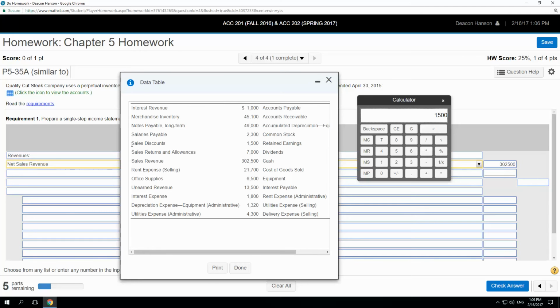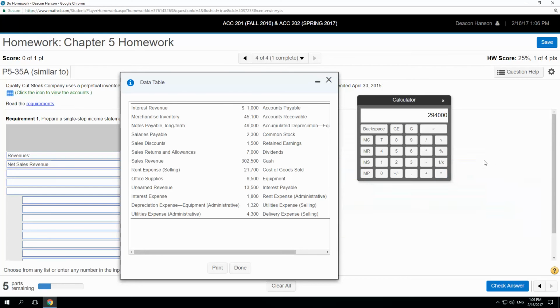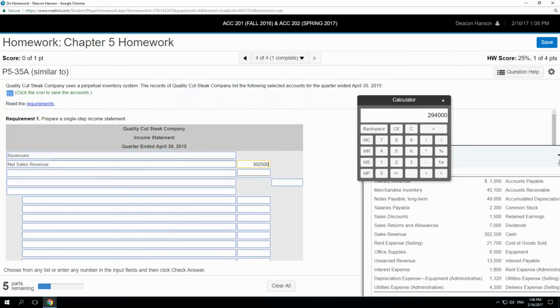And that's these two. These are contra revenue accounts. You were subtracting which one? Sales returns and allowances, and then the sales discounts. So I get 294,000. Okay, I'm gonna put that there.